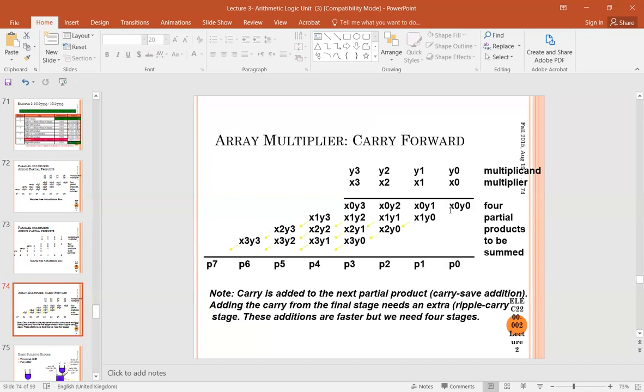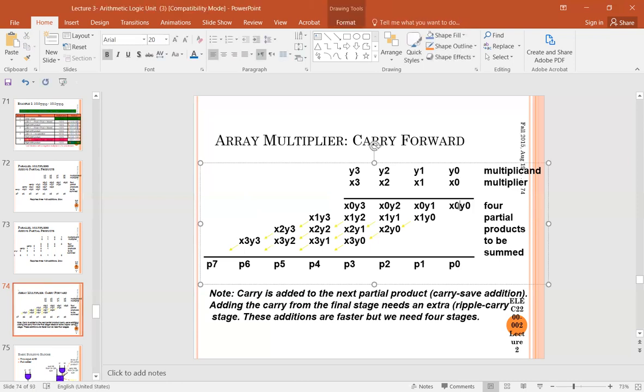Whereas if I do it in parallel here, the carry is added to the next partial product, which is carry-save addition. I can save this carry, and I can later on put it anywhere I want. Adding the carry from the final stage needs an extra ripple carry stage, because the last one is not like the first stage. The first stage does not need anything else. The last one, although it's 1 bit, if you have a carry from the previous stage, you need an adder here. So you need an adder here for sure. That's 1. There are 2 here, unless you have a carry from the previous stage.